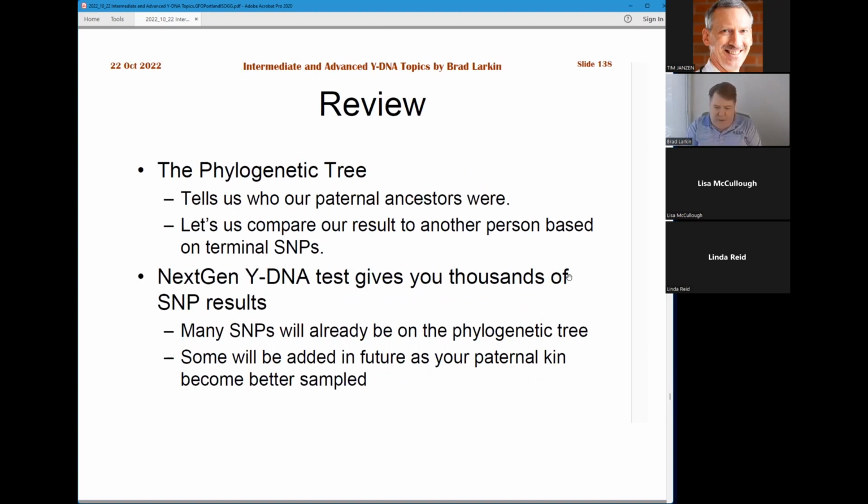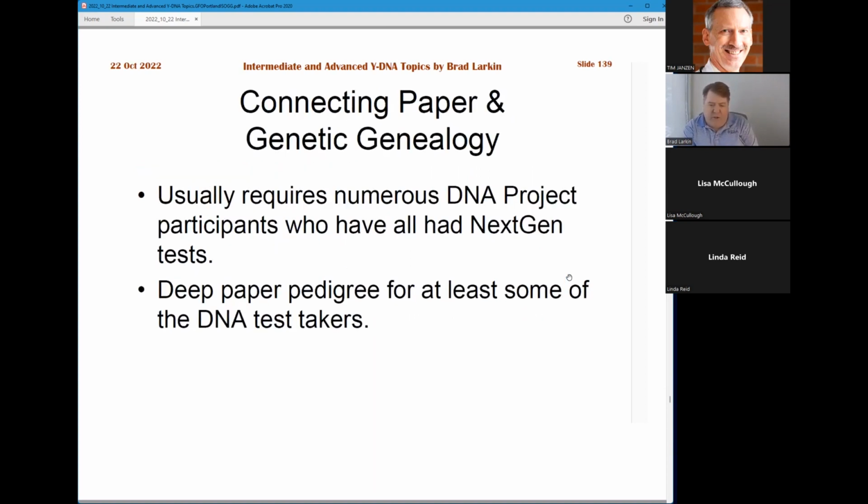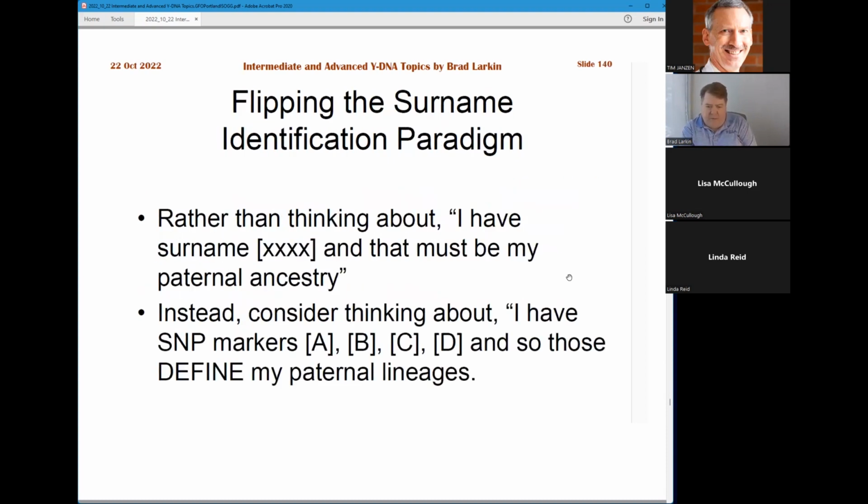And the next gen Y-DNA tests give you thousands of SNP results to help clarify the issue. To connect paper genealogy and genetic genealogy usually requires numerous DNA project participants who had next gen tests and deep paper pedigree for at least some of the test takers. So the way I like to think about it is flipping the script. Rather than thinking about, I have a surname Jones, that must be my paternal ancestry, instead, consider thinking about, I have SNP markers A, B, C, and D. Those define my patrilineal lineage.